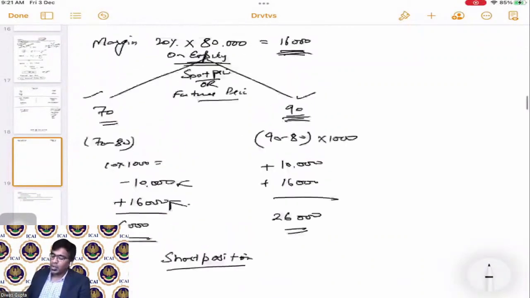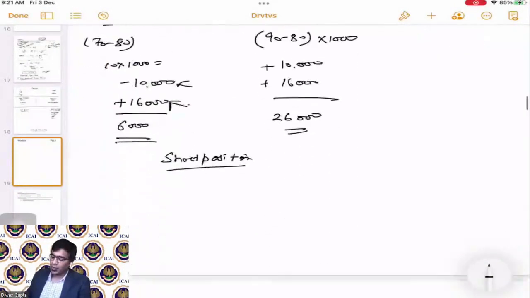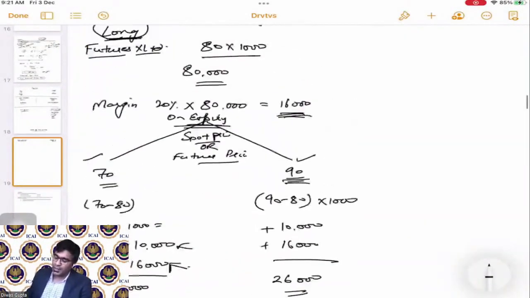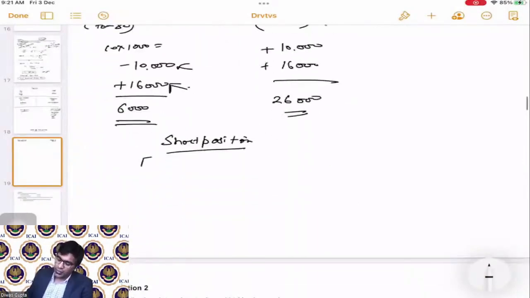Correct. So short position. I'm coming to the topic now. What is the short position on futures of X Limited? Let's say futures of X Limited, somebody takes a short position at 80 into 1000. So 80,000 now.